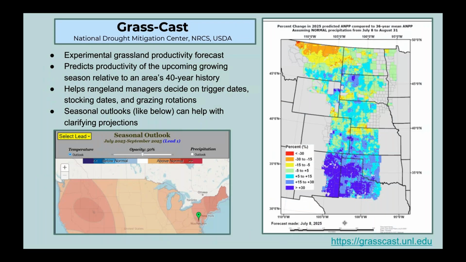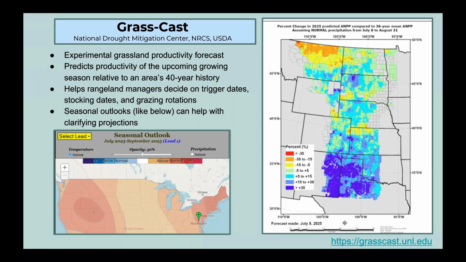One tool that I want to highlight that's made in collaboration with the National Drought Mitigation Center is GrassCast. So GrassCast is an experimental grassland productivity forecast, and it helps predict grassland productivity for a region across the Great Plains to help rangeland managers decide on things like trigger dates and stocking dates and grazing rotations. And this can help rangeland managers be proactive in managing for drought.